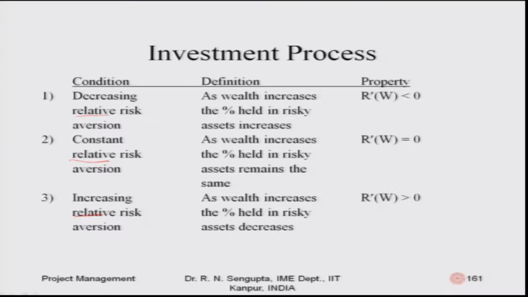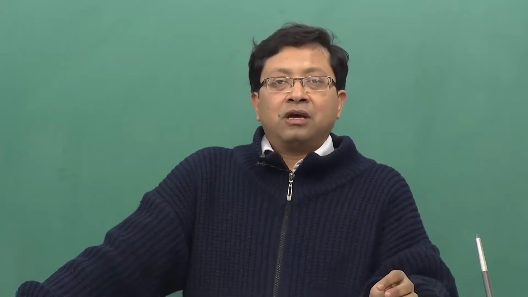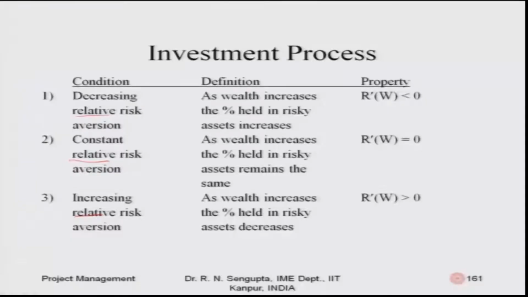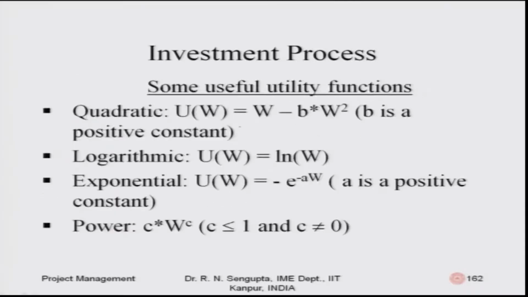For the second point, in the percentage sense it is constant, it remains the same. Hence R prime is 0, which means I am risk neutral, neither willing to take the risk nor willing to avoid the risk, I am basically indifferent. And the last point, where R prime is greater than 0, means that as wealth increases, the percentage held in risky asset decreases.